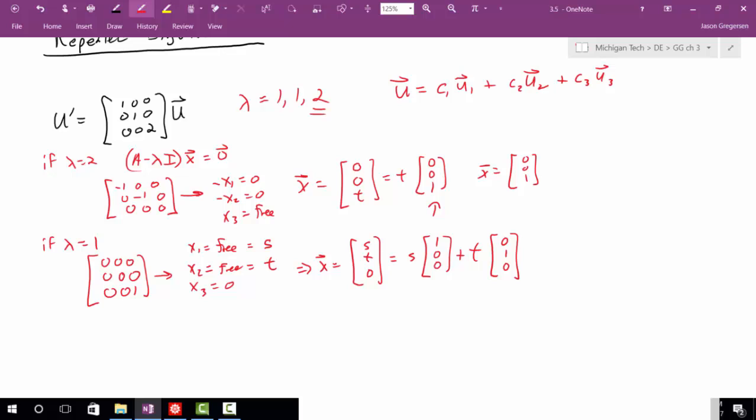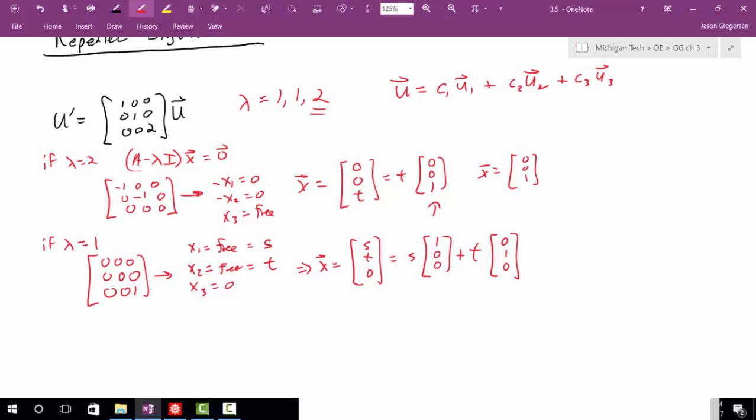But when I write it like this, I can see that this represents all the possible eigenvectors. All the eigenvectors are a linear combination of these two vectors, 1, 0, 0, and 0, 1, 0. Which means those two vectors are a basis for this eigenspace. So I basically have two eigenvectors here that are linearly independent, and they're a basis for this eigenspace.